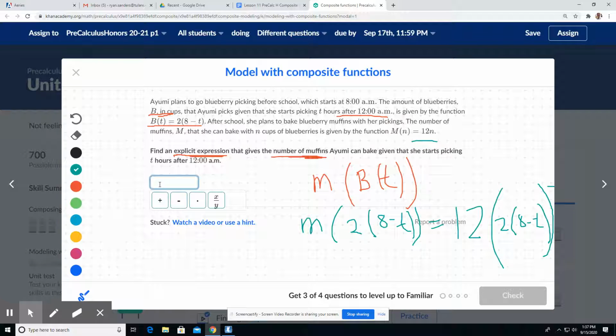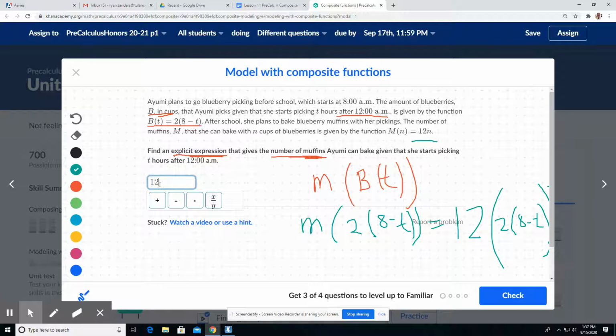Do they want me to simplify? I'm not sure. Let's see. We can multiply this out if we need to, but first let's try the function just as it's given, one inside the other. And they already ended the parentheses for me. Check. Got it. So you didn't have to simplify on those, which is pretty nice. All right, these are kind of tricky. Let's check out the next one.